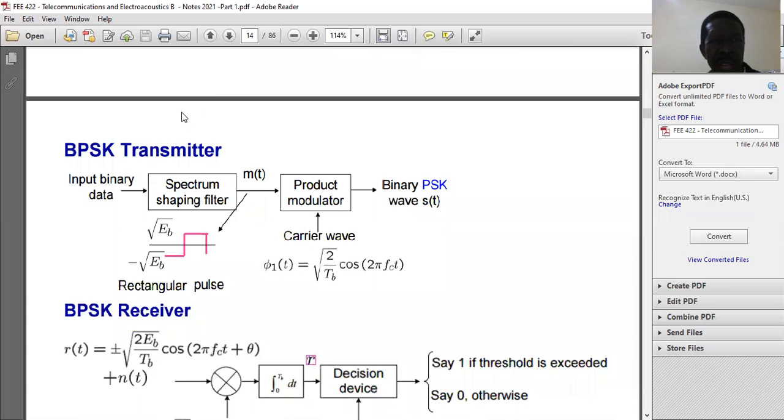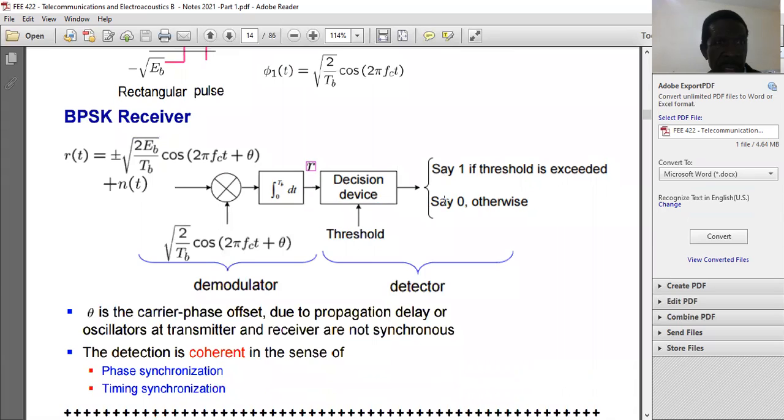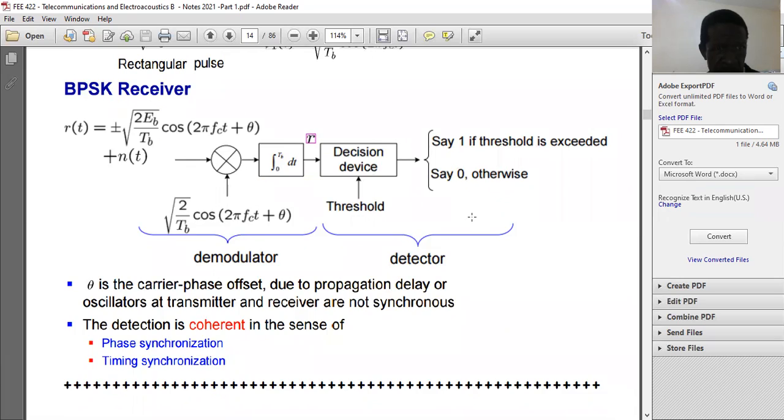You can generate a BPSK signal as indicated here: input data and the spectrum shaping filter, and then we have a product modulator which gives you the binary wave. In the receiver, initially you have a multiplier which shifts the signal down to the right frequency range, followed by an integrator, and then there's a decision device. So it's a 1 if the threshold is exceeded, and a 0 otherwise.